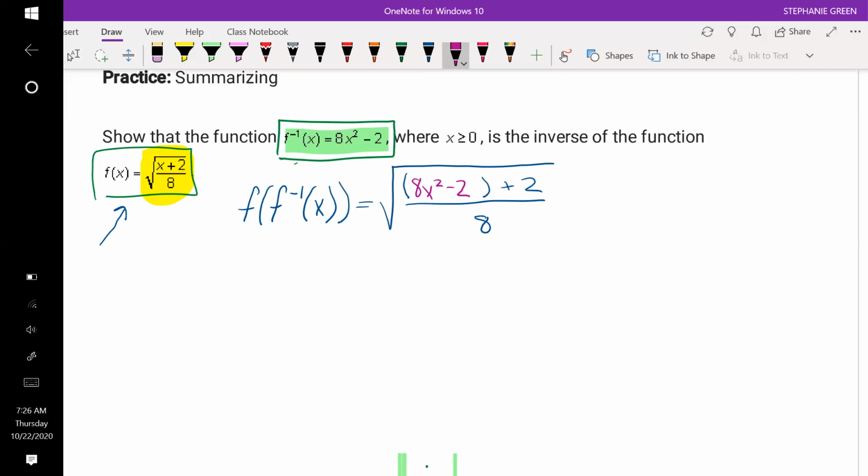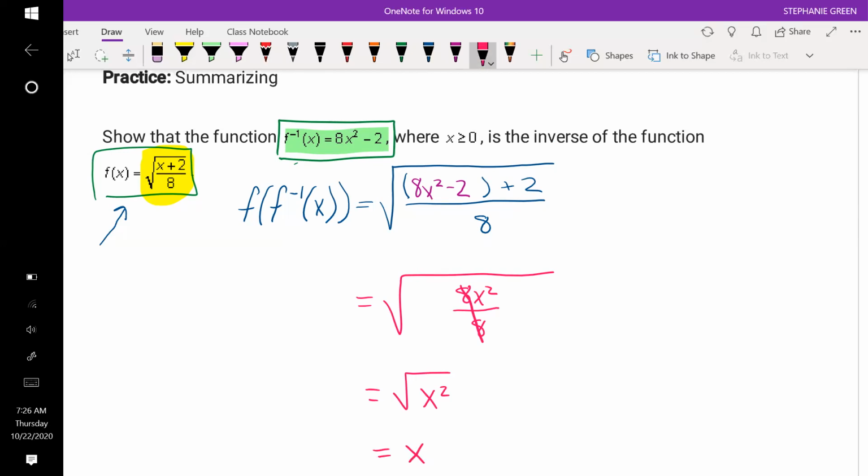And now I just simplify and see what happens. So the first thing I notice is that I have a minus 2 here and a plus 2 here. Minus 2 plus 2 is 0. So I'm left with just 8x squared over 8 in my radical. And of course, 8 over 8 is just 1, so they cancel each other out, which gives me the square root of x squared. And square root and squares cancel each other out, so we get just x.